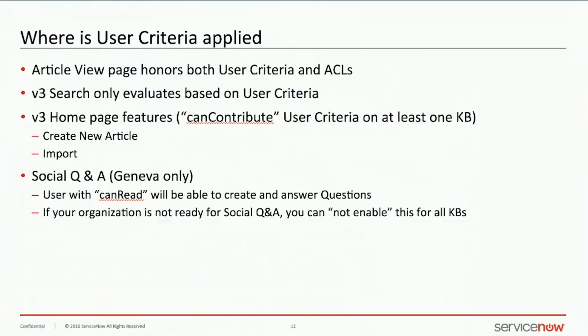User criteria for can read applies for social Q&A because this is meant for end users. Anybody who can access the knowledge base is actually also entitled to participate in the social Q&A for that knowledge base. It's for everybody, actually. So that's the key thing. Can read determines if you have access to social Q&A or not.